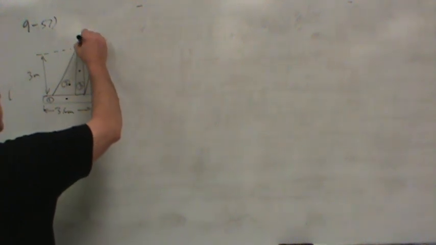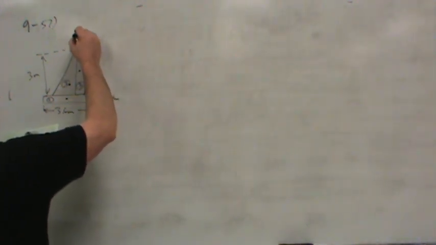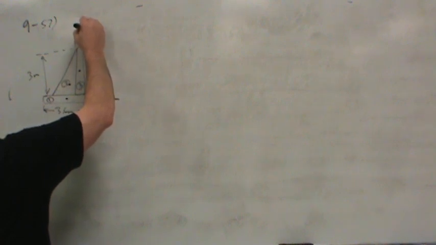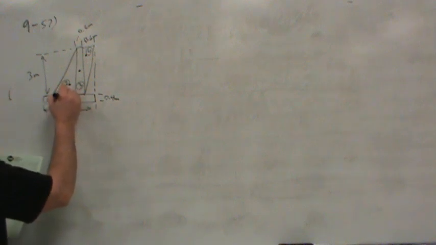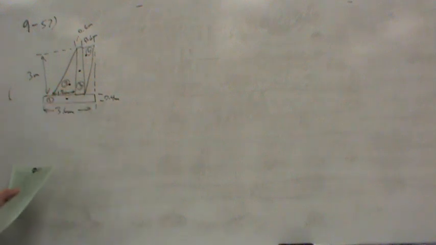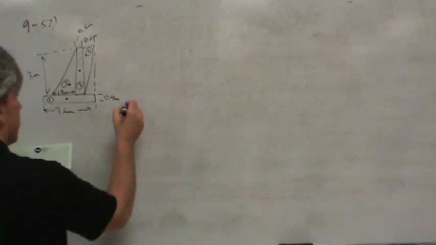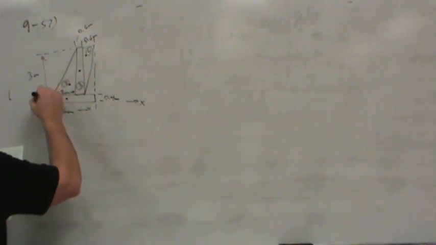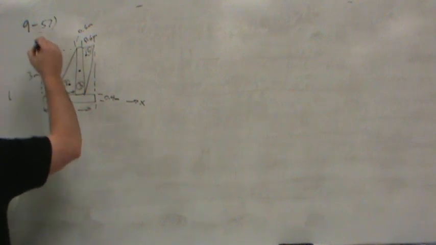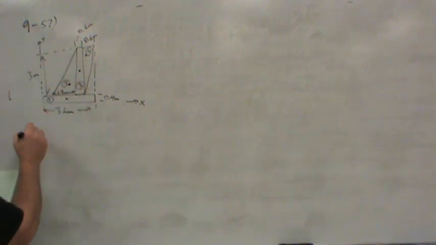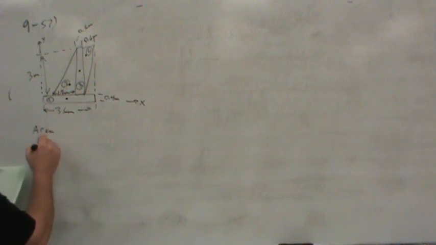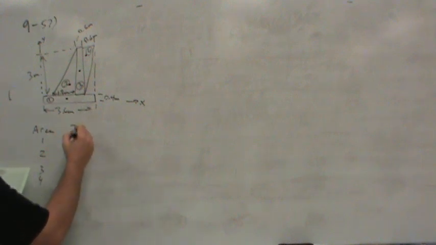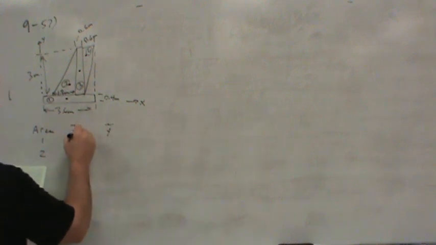Now the base of this triangle is 0.6 meters, and the width of the rectangle, despite my drawing, is 0.6 meters, and then the base of this triangle is 1.8 meters. So those are some dimensions for the sake of our calculations. X is here, and Y is off of that corner. I made a table with the various areas labeled 1, 2, 3, and 4, and the centroid of each of these areas I've noted in the table.